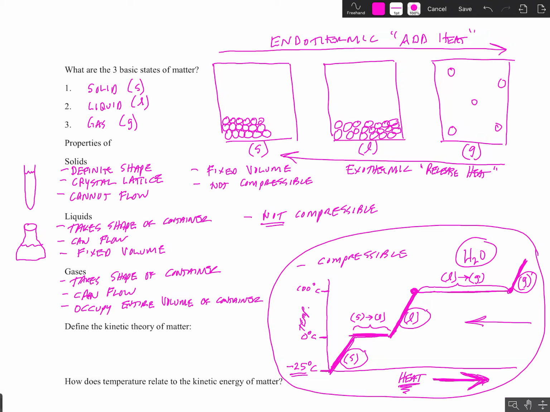Okay, there's some cool demonstrations I have related to this, especially this one right here, where I boil water in a paper cup over a Bunsen burner. The cup doesn't burn, but the water boils. Sort of interesting.